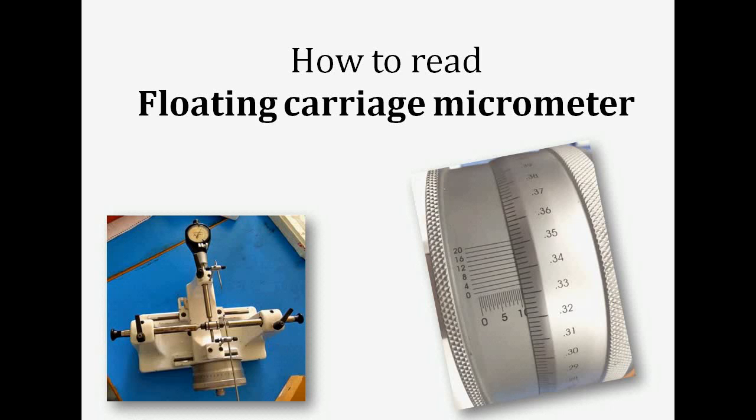Students find difficulty while handling this machine, as they are not able to read the values on this micrometer drum just because of the presence of three scales. In this image, you'll find three scales marked here: this is the main scale, the circular scale, and this is the vernier scale. Students are confused about how to read this value, so this video will definitely help students read this floating carriage micrometer accurately.